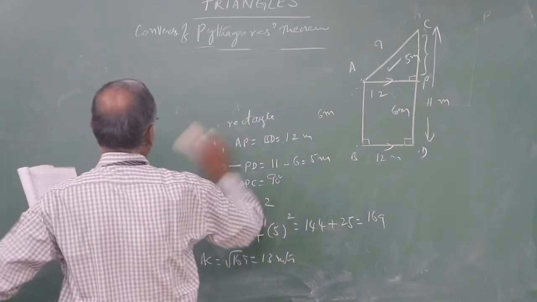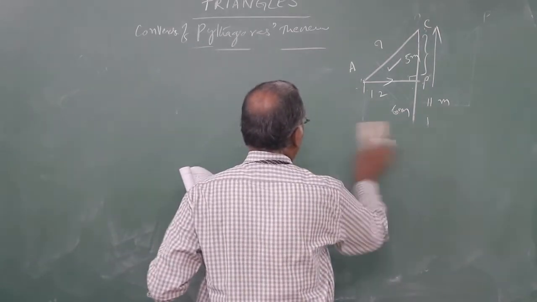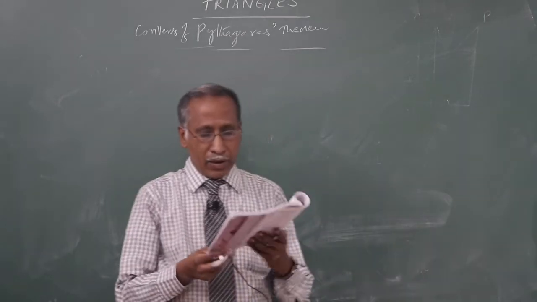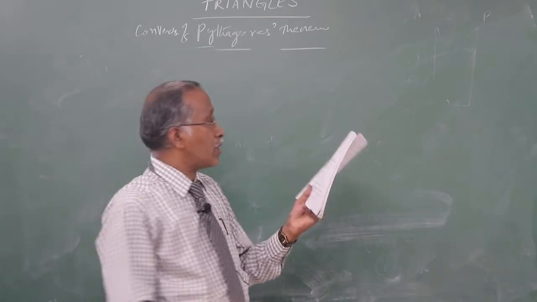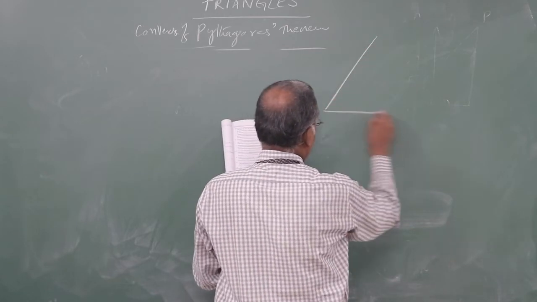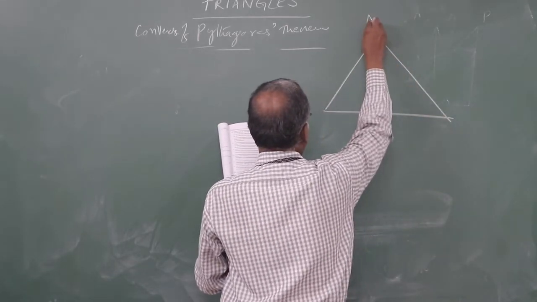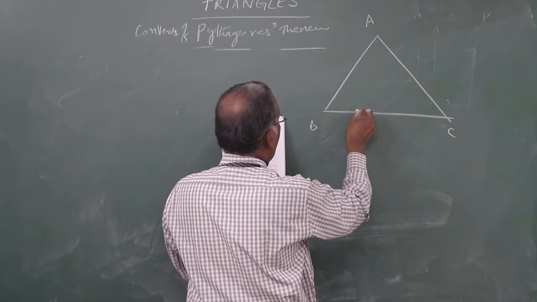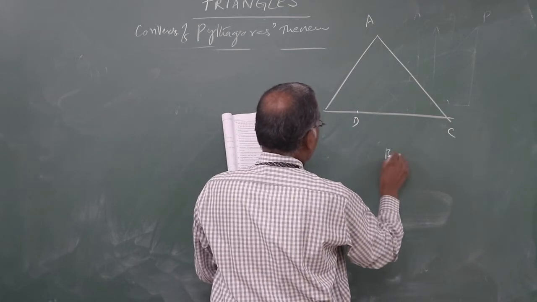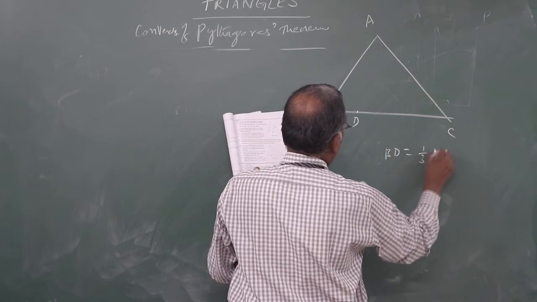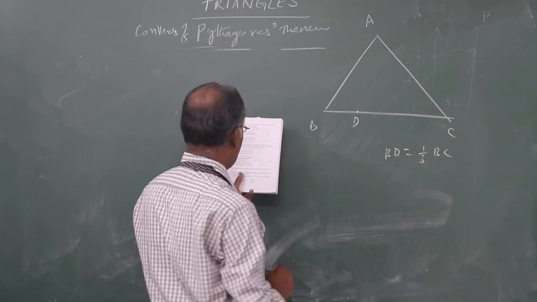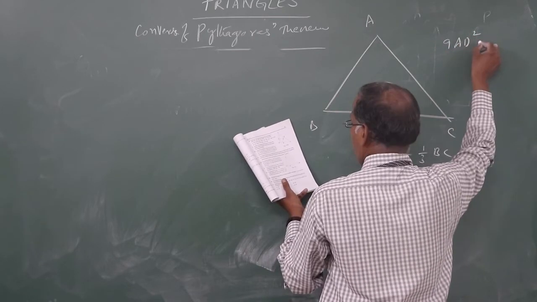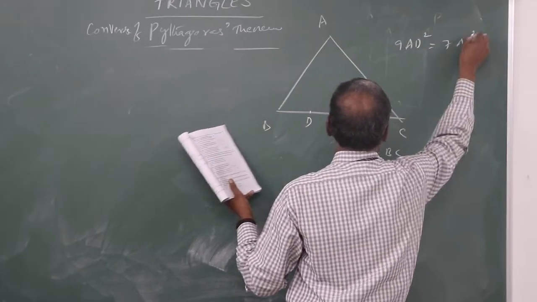Now one more sum, I'll just explain. Try to do what you have to do, please. In an equilateral triangle ABC, D is a point on BC such that BD is equal to 1 by 3 BC. They have given it very clearly. Prove that, what is your target here? 9 AD square is equal to 7 AB square.